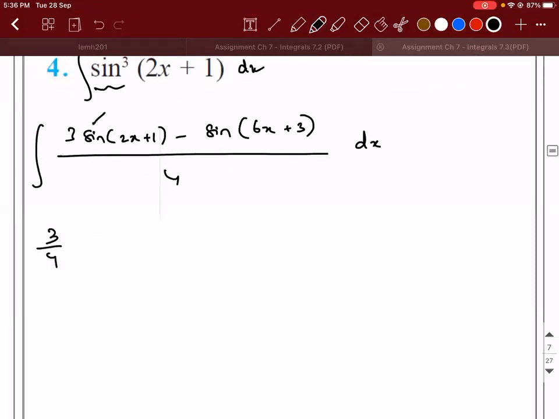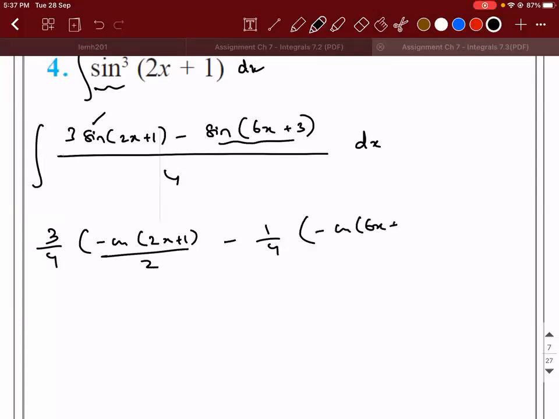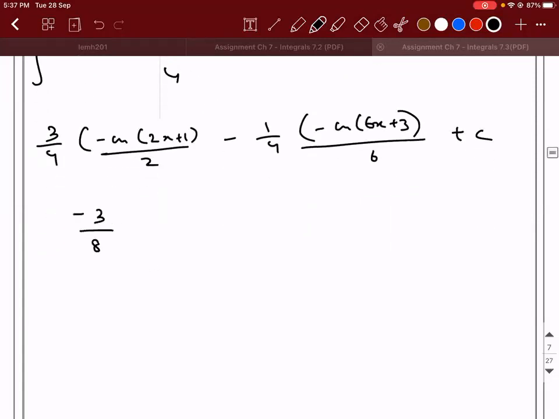Yes, sir. So 3 by 4 into integral of sine is minus cos of 2x plus 1, the whole divided by 2, minus 1 by 4 into integral of sine 6x plus 3 is minus cos of 6x plus 3, the whole divided by 6, plus c. So minus 3 by 8 times cos of 2x plus 1 plus 1 by 8 times cos of 6x plus 3 plus c. So 4 into 6 should be 24, right? It should be 24, sir. Yeah, 24.